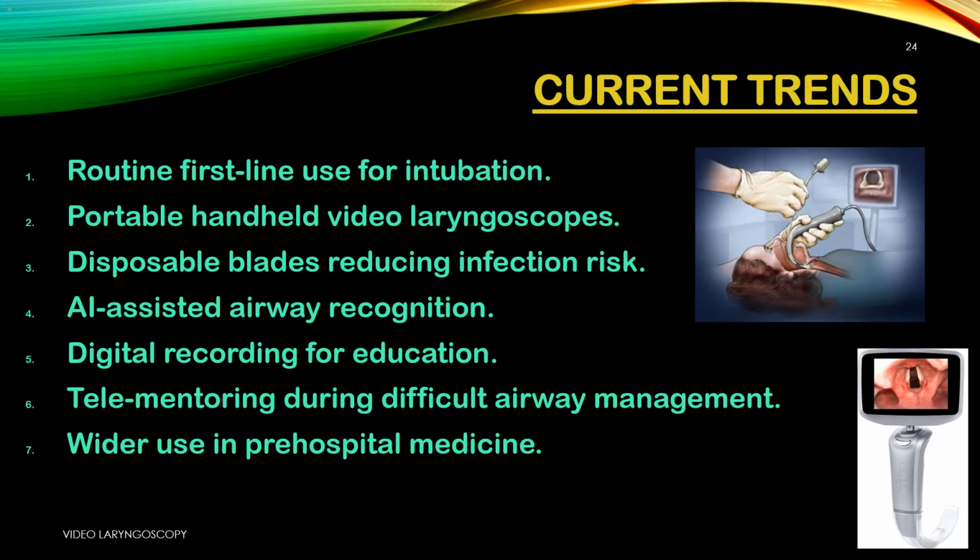Current trends. 1. Routine first-line use for intubation. Many hospitals now use video laryngoscopy as the first choice, not just for difficult cases. It increases first-pass success. 2. Portable handheld video laryngoscopes. Devices are getting smaller and battery-powered. Easy to carry to wards and field use. 3. Disposable blades reducing infection risk. Single-use blades avoid cross-contamination. Also solves cleaning and sterilization problems.